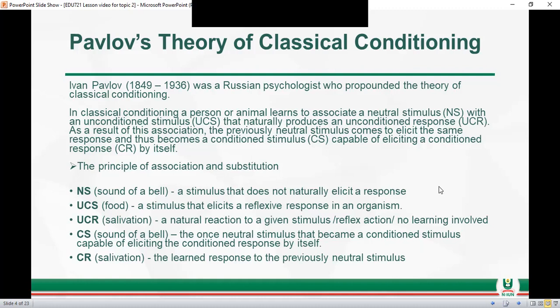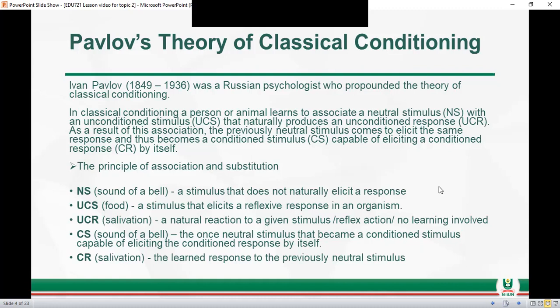For now, please don't be confused. I'm just building a background. That sentence is just a background. Later on, you will come to understand better how this theory works, how the classical conditioning process works.